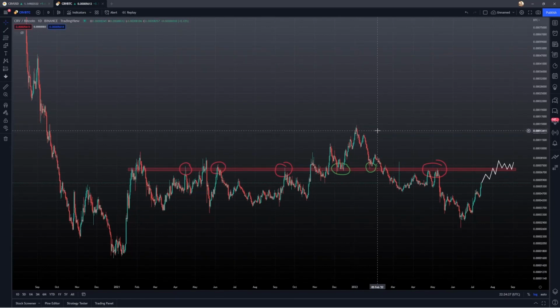But we're going to have to wait and see, play it level by level, and just kind of see what price action does when it gets up to this level, if it does end up making it to that.